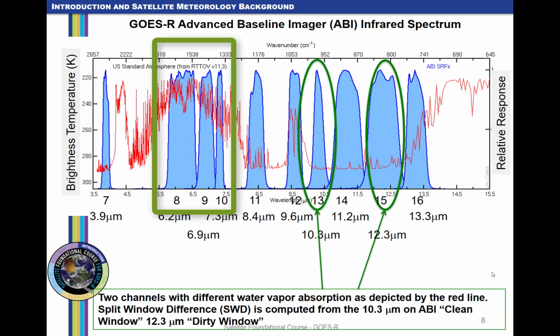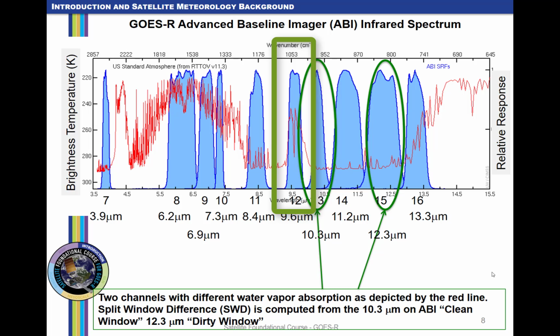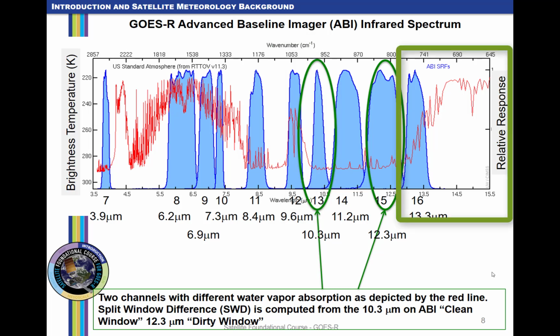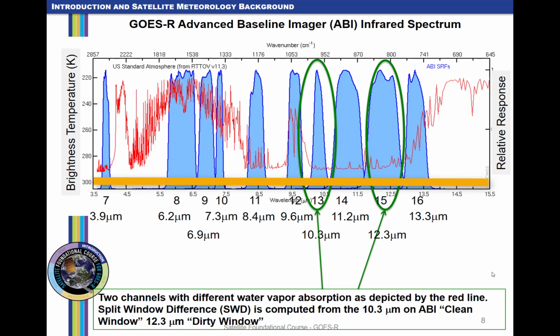Strong absorption by water vapor is apparent in bands 8, 9, and 10. Ozone absorption is occurring in band 12. CO2 absorption occurs in band 16. These bands will all show cooler brightness temperatures in clear skies. When the red line is near zero at the bottom of the chart, little absorption is occurring, and the satellite will detect the surface temperature. This is the case for the 10.3 micrometer band 13. Compare that to band 15 that has more water vapor absorption spikes. The split window difference will highlight the moisture distribution in the atmosphere.